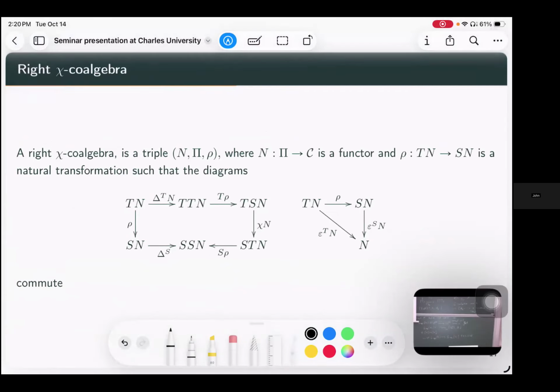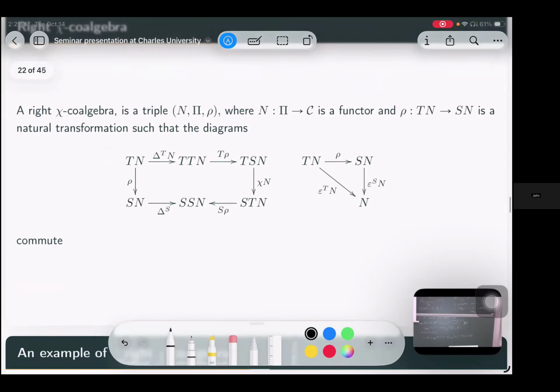The next one is what we call a right chi co-algebra. These are more like co-algebra structures on the distributive law. Okay, all right. I think I'll say something about that later on.